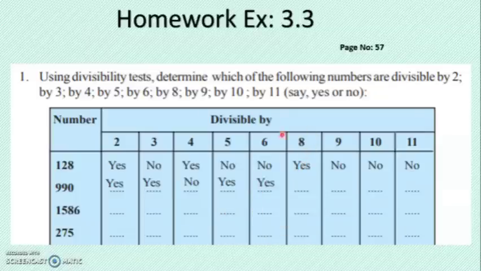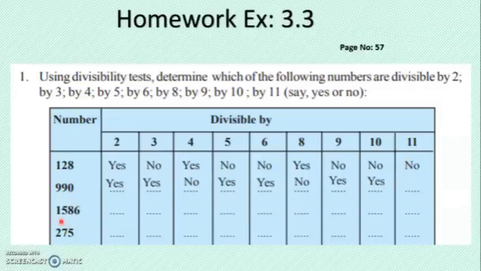Now 8. For 8, what do we do? We check the last 3 digits. Again, no other option, it is a 3-digit number. So you have to divide and find it out. When you divide, you will not get remainder as 0. So the answer will be no. Next one is 9. For 9, you add the digits. 9 plus 9, 18, plus 0, 18. 18 is divisible by 9. So the answer is yes. For 10, we see the last digit. Again, 0 is given. That means it is divisible.